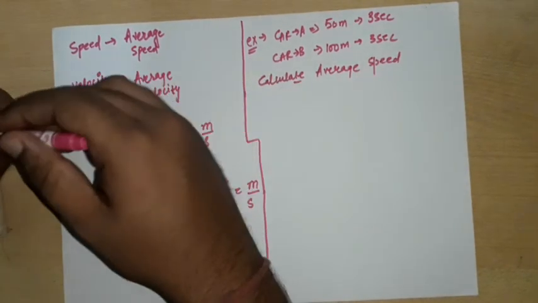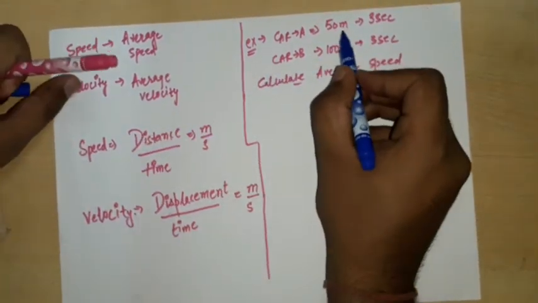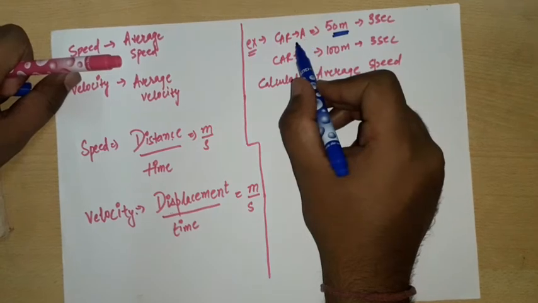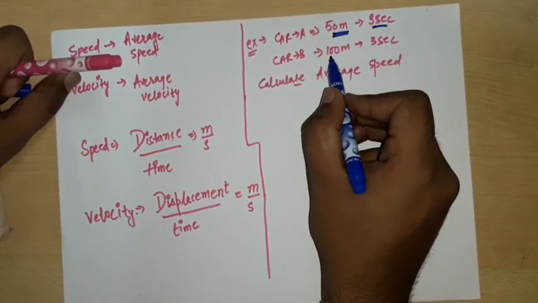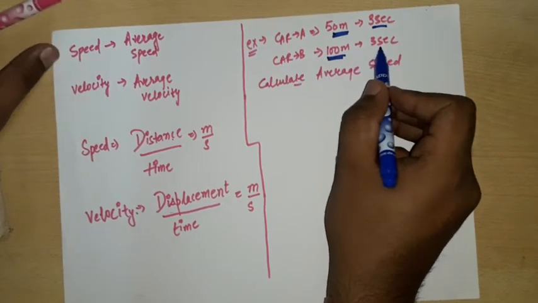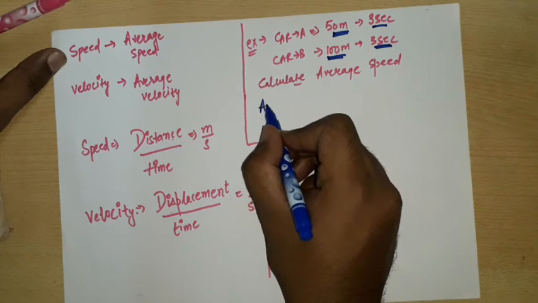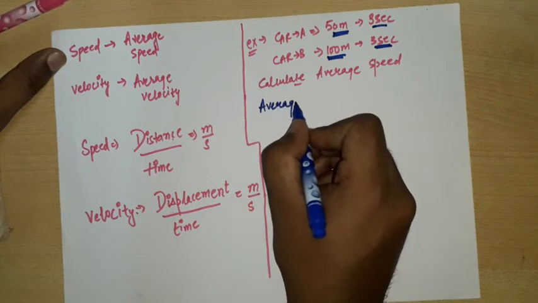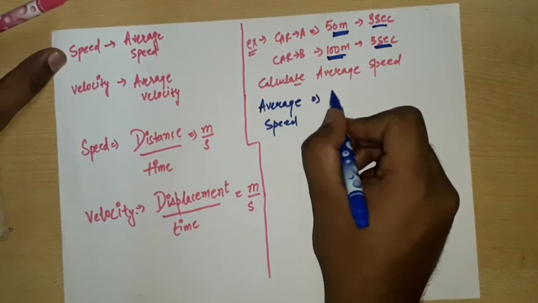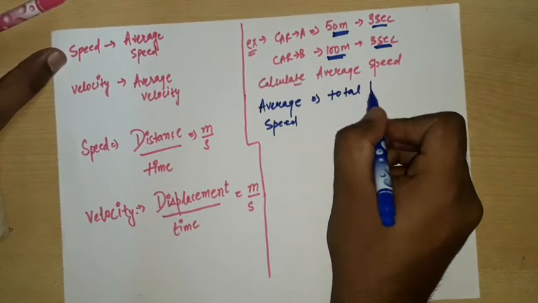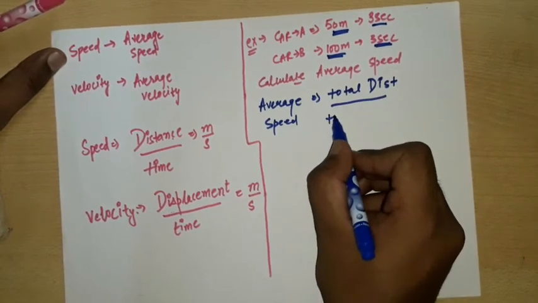In this question we have to find out speed, and for the speed we should have distance. For car A it is 50 meters and time is 3 seconds, and for car B distance is 100 meters and time is 3 seconds. So according to the formula, average speed would be equal to total distance upon total time.